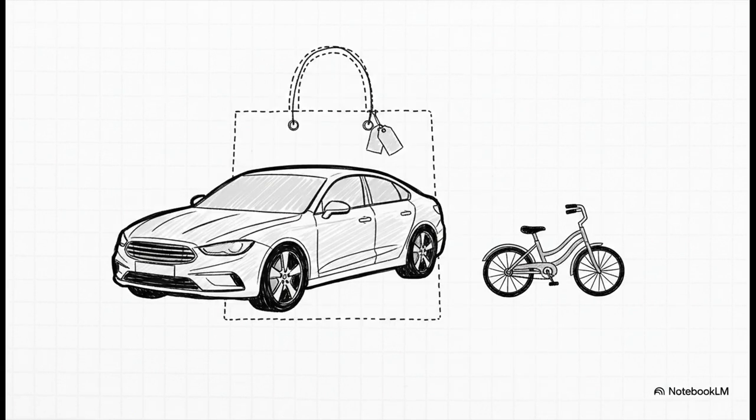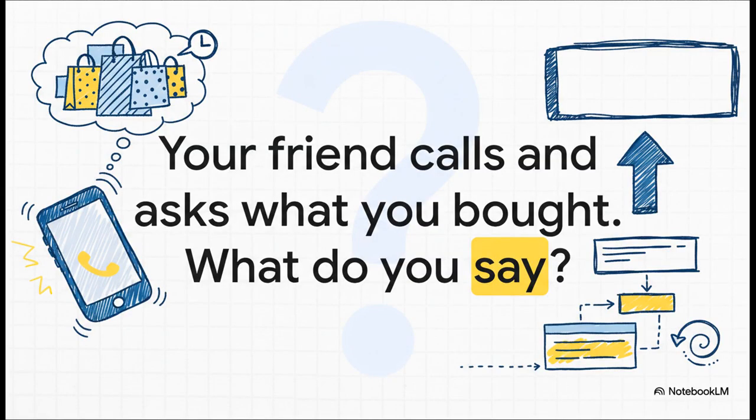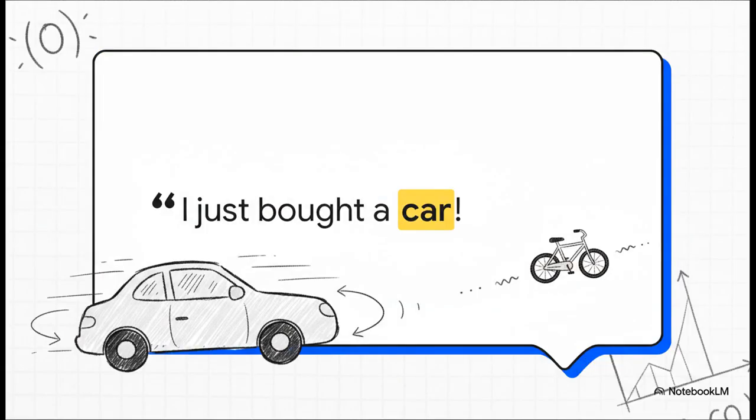Let's make this super simple with an analogy. Just imagine for a second you go out and you buy two things, a brand new car and a simple little bicycle. So your friend calls, all excited, and asks, "Hey, what'd you buy? What's the headline news from your shopping trip?" You're going to say, "I just bought a car," right? Of course. Nobody's going to say, "Well, I bought a car and a bicycle." The cost of the bicycle is just a rounding error compared to the car. It's basically irrelevant. You focus on the big, expensive, dominating item.